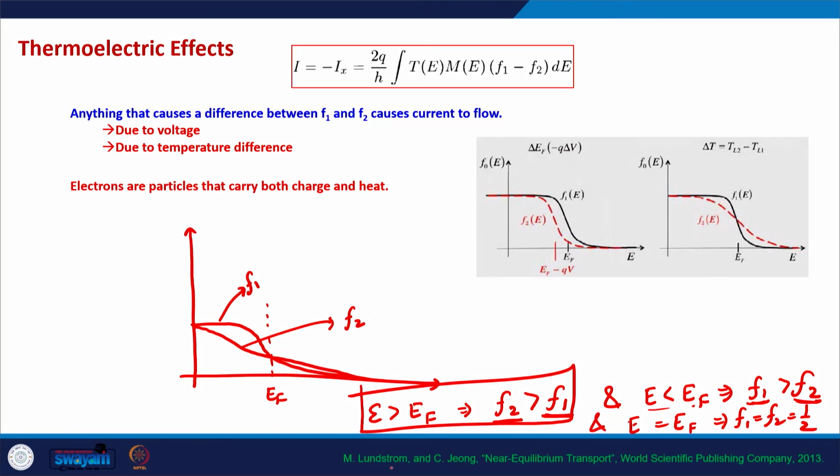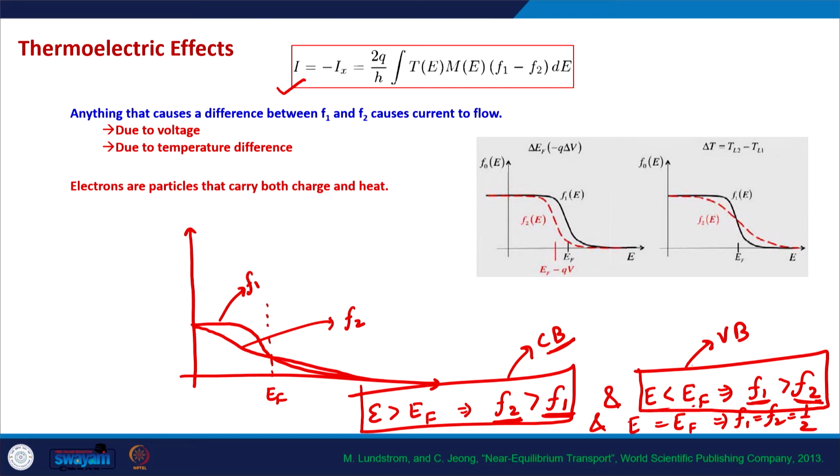If the channel is P-type, in that case the conduction will happen in the energy levels below the Fermi level, in the valence band basically. So, that will be because of this difference. So, the electron current will be there because of a temperature gradient. In the conduction band, it will be there because F2 is larger than F1, and in the valence band the current will be there because F1 is greater than F2.